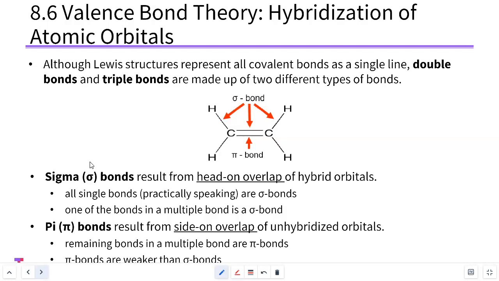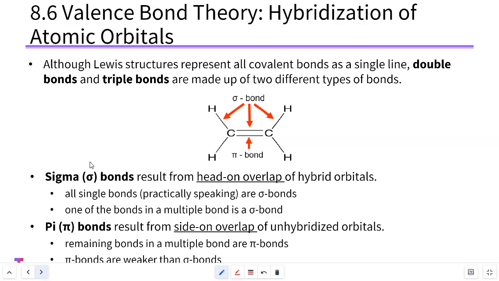From that perspective, any single bond is a sigma bond. But the way we want to phrase it is that all bonds start with sigma bonds. If there are bonds in addition to that sigma bond, they can exist too, but they exist in what are called pi bonds. Pi bonding is the result of indirect, side-on overlap. You see this taking place primarily between p orbitals that do not go through hybridization.